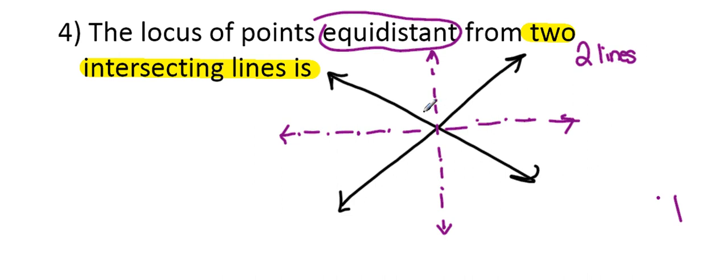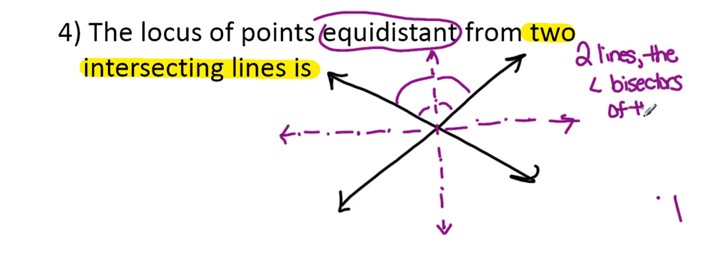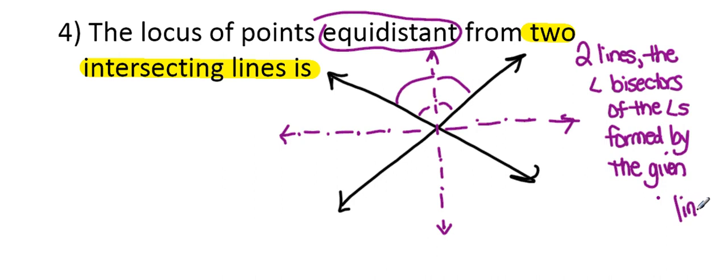And I'm going to say that these lines, because these distances all need to be the same, are the angle bisectors of the angles formed by the given lines. So that's the fourth general locus that you need to be aware of.